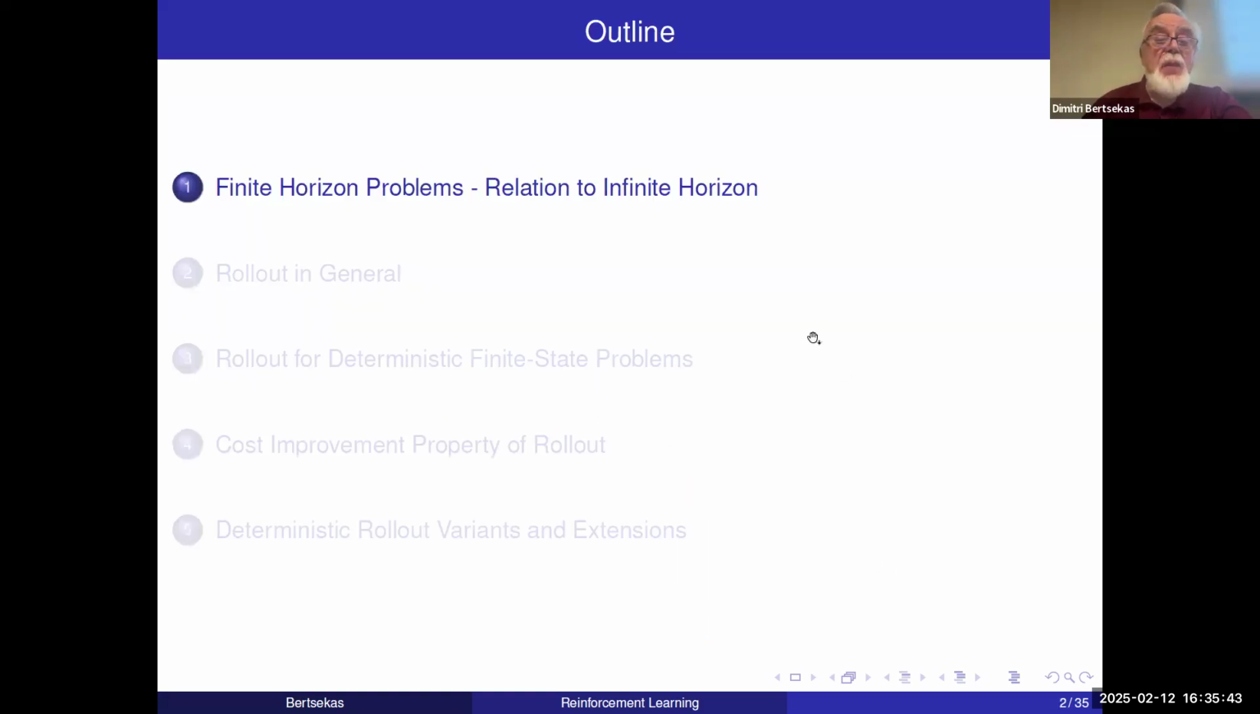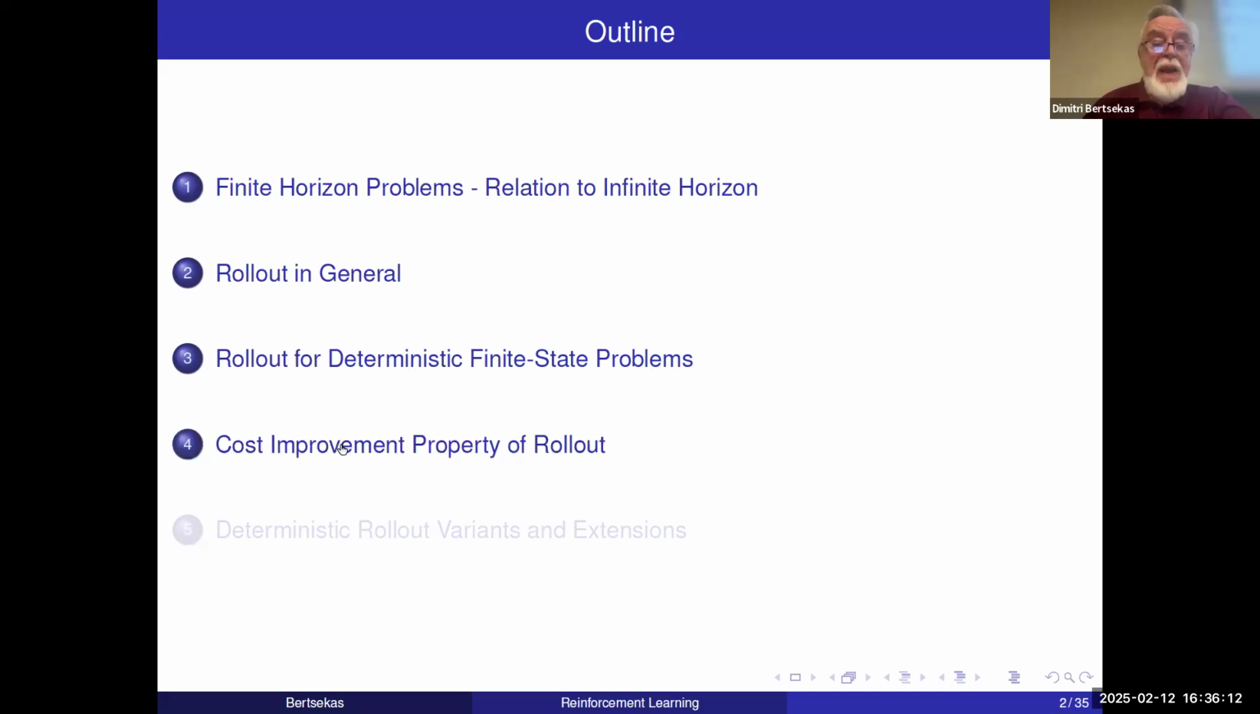So today we're going to start with a review of finite horizon problems, the relation to infinite horizon problems. Then we're going to focus on rollout, discuss rollout in general, then focus on rollout for deterministic finite state problems. In subsequent lectures, perhaps a couple of lectures from now, we're going to return to stochastic problems, but today we're going to focus on finite state deterministic problems. An important property of rollout, the cost improvement property, which says that the rollout policy performs better than the base policy, the base heuristic that you started with.